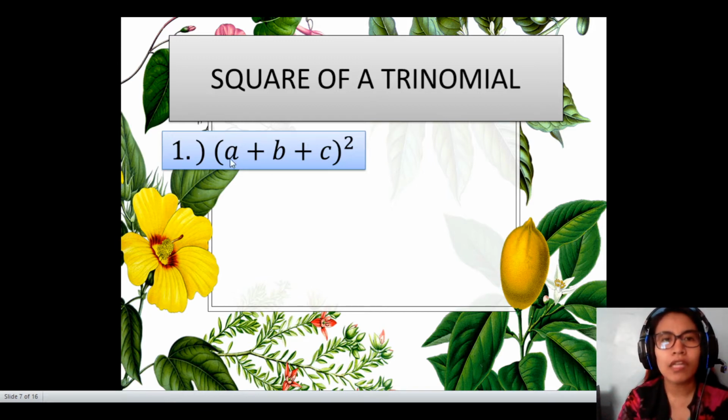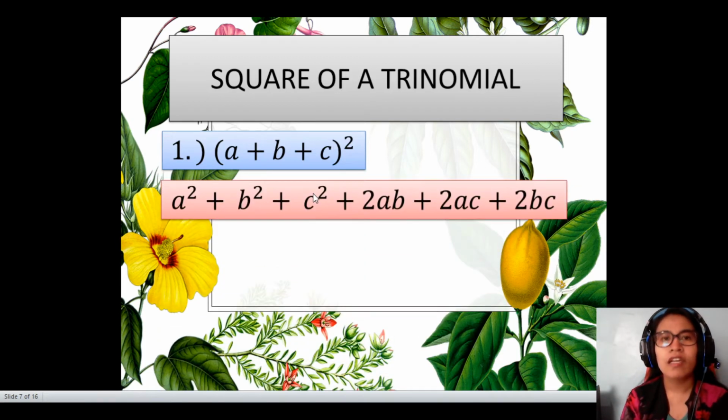Then multiply the a and c, then multiply it again by 2. Then lastly, multiply the b and c and multiply it again by 2. So this is how it looks. Your answer will look like this. Square our first term, which is a squared, square our second term, which is b, so that is b squared, square our third term, which is c, so that is c squared.